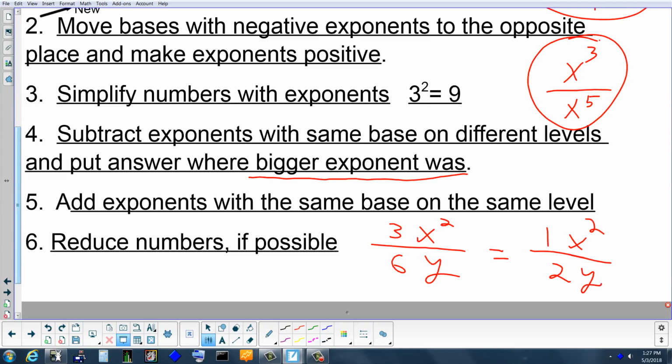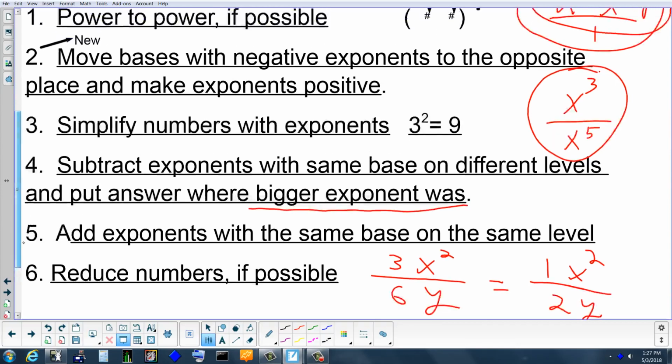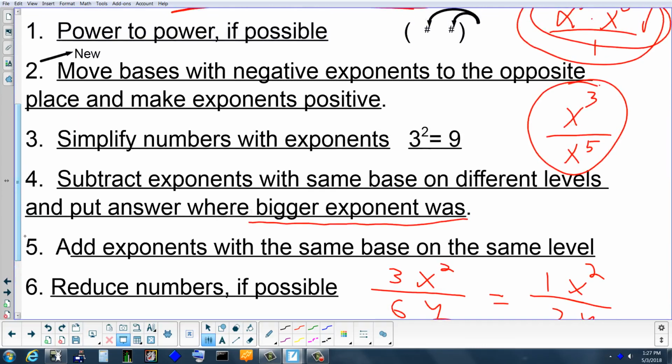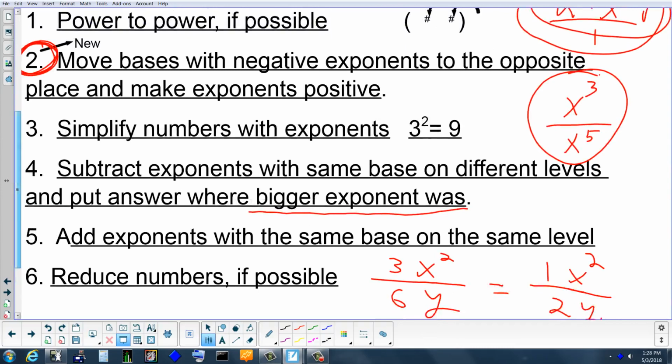Okay, so it's a lot of different steps. They're not hard steps, but you just have to remember the order to do them in. That's your order right there. Okay, so that's the new step for today, and we do it almost right away. It's the second thing we do.